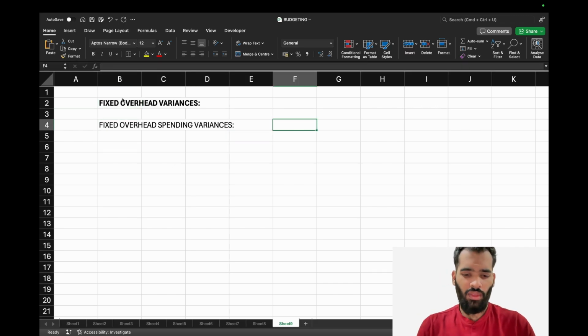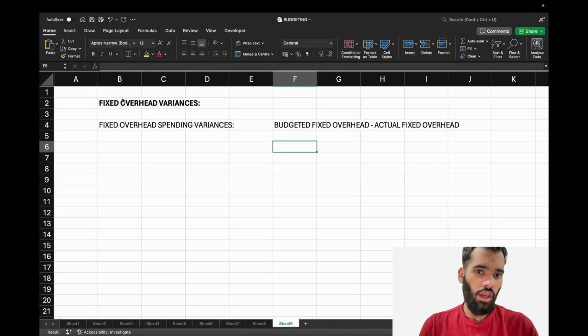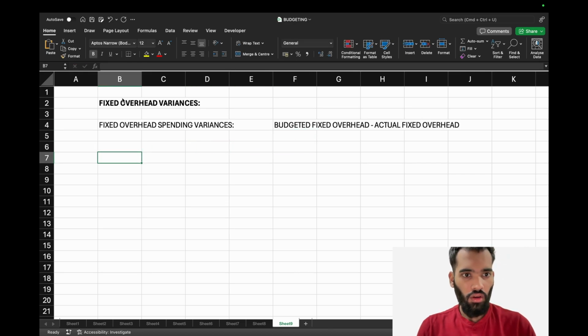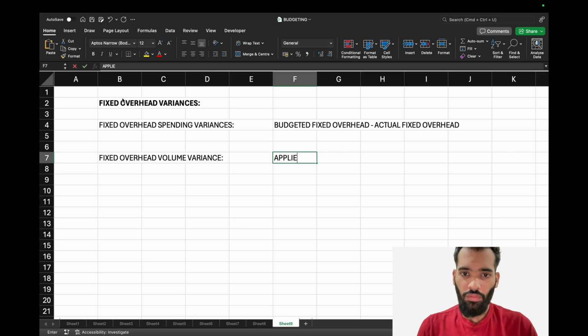So we have a fixed overhead spending variance. This basically means budgeted fixed overhead minus actual fixed overhead. And then there's the second one called fixed overhead volume variance. The formula for this would be applied fixed overhead minus budgeted fixed overhead.